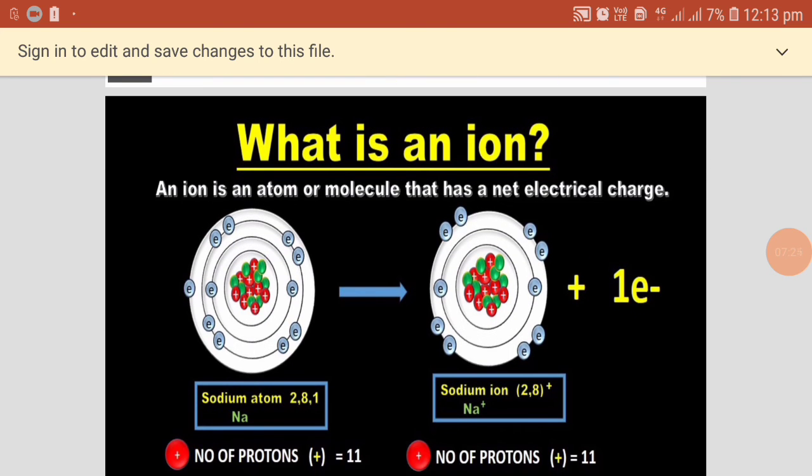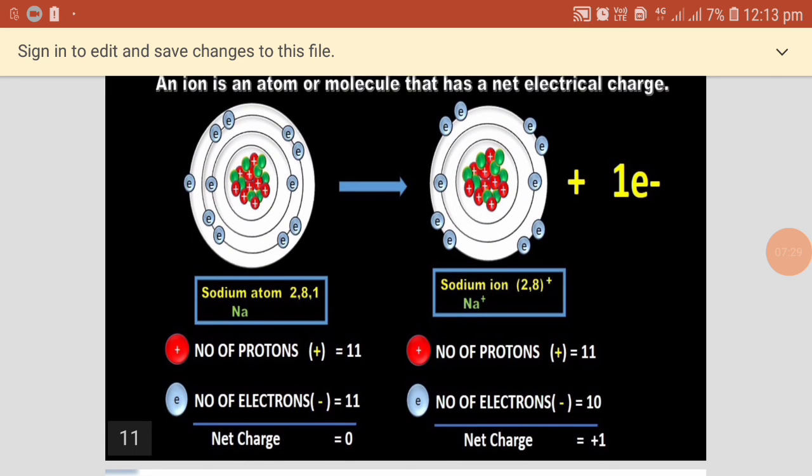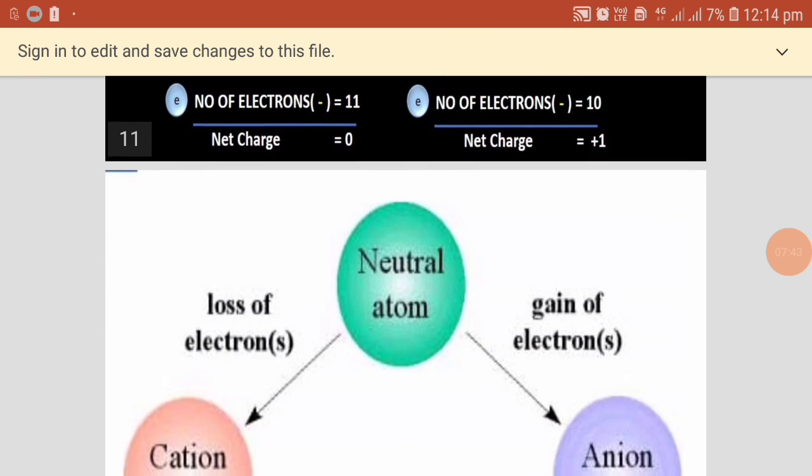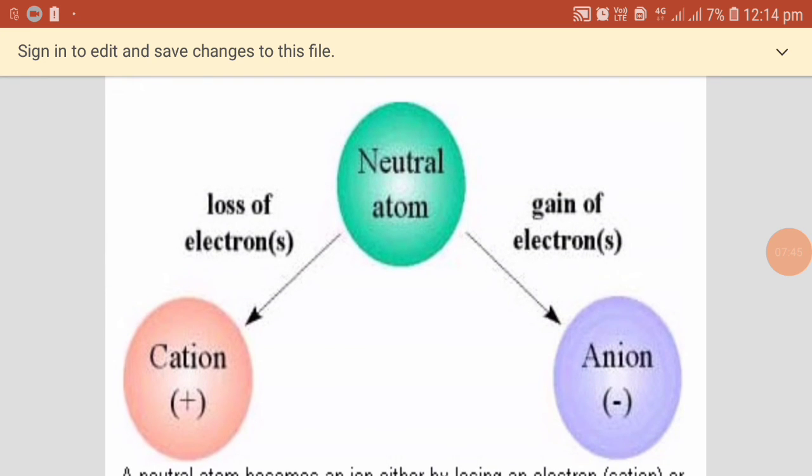What is an ion? An ion is an atom or molecule that has a net electric charge. Here sodium's configuration is 2,8,1. When it becomes an ion, its configuration is 2,8. That is, it loses one electron, so that it becomes positively charged. So usually atoms are neutral. Why is it called neutral? The number of protons and electrons in its atoms are equal. Number of protons is equal to number of electrons. So it is called a neutral atom.